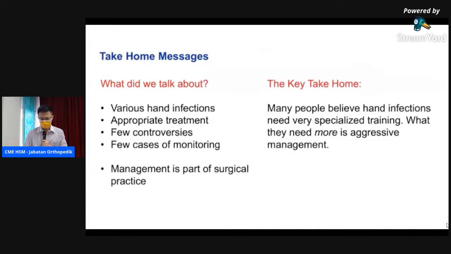If there's any question, then I'll take it. If not, then I'll go to one case example by Dr. Kao. Ada soalan tak? Tak ada, teruskan.